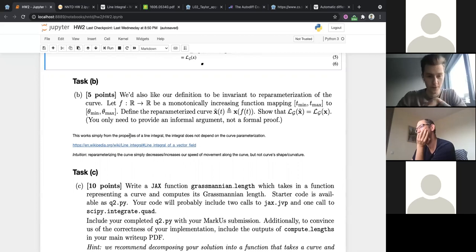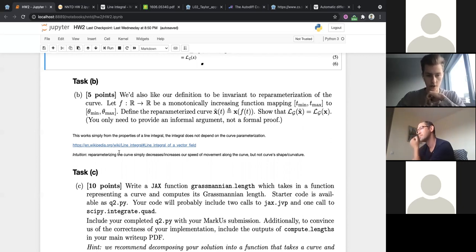Anyways, the question here is, what if we reparameterize the curve, basically changing the way time flows? So there's a function now that maps t min, t max to theta min, theta max. And we reparameterize the curve so that it's not a function of t but a function of theta. And we want to still show that the Grassmannian length stays the same.